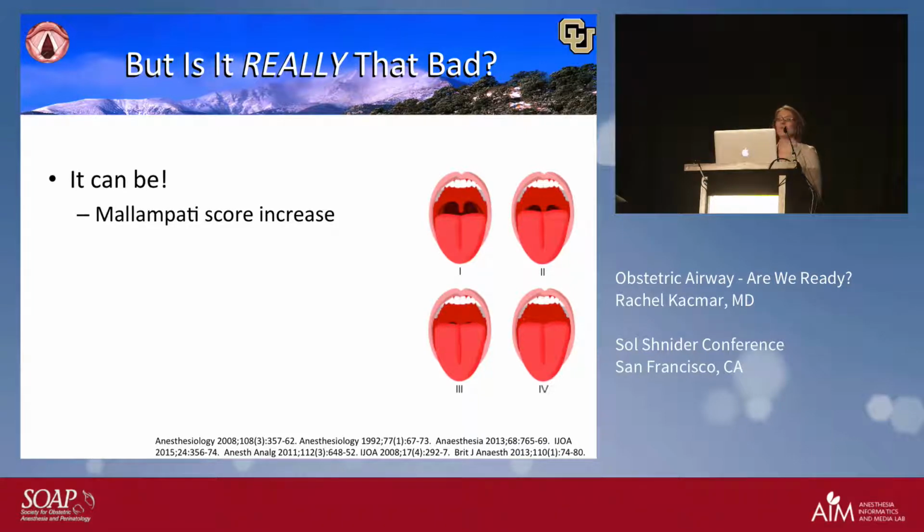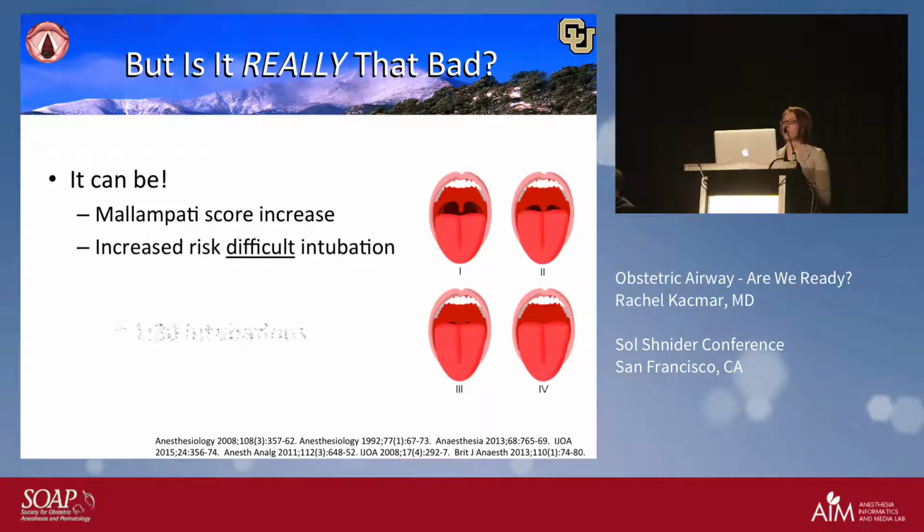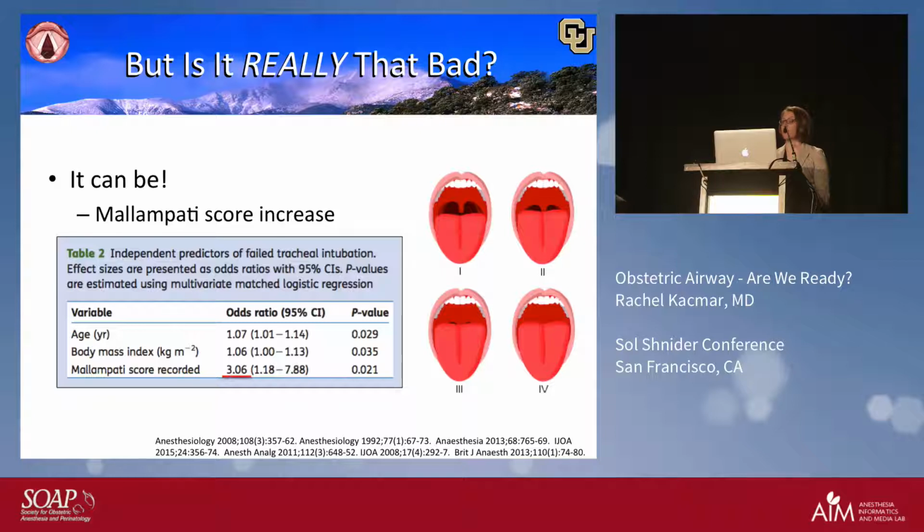When it comes to difficult intubation in the obstetric population, this is probably around an incidence of about 1 in 30, and this also increases as Mallampati class worsens. About a 7.5 times increased risk in a class 3 airway and about an 11 times increased risk in a class 4 airway compared to a class 1 airway.